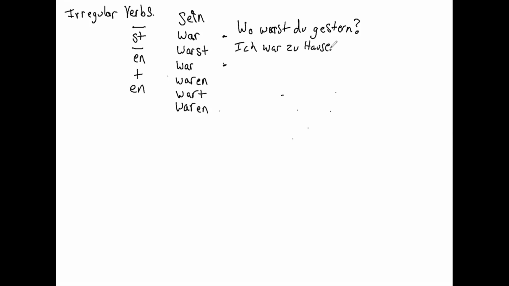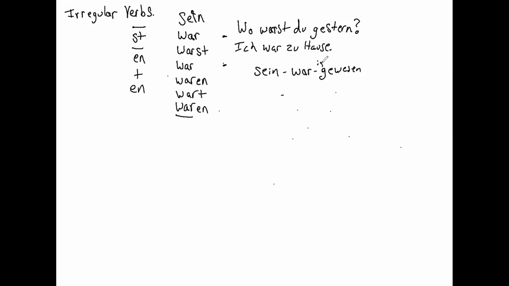I was at home, because it's what we all are doing. So, ich war zu Hause. And these are the forms that you would use for that verb, for sein. As you may have recognized, war has no bearing on the word sein, because we went through the infinitive, sein, the simple past, war, and then the perfect tense, gewesen.